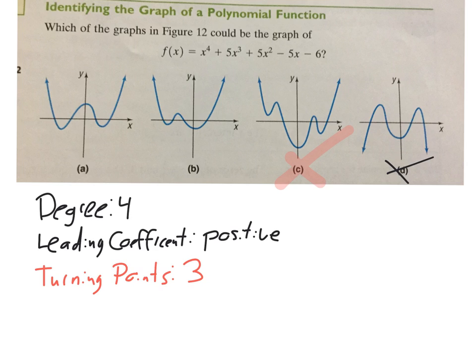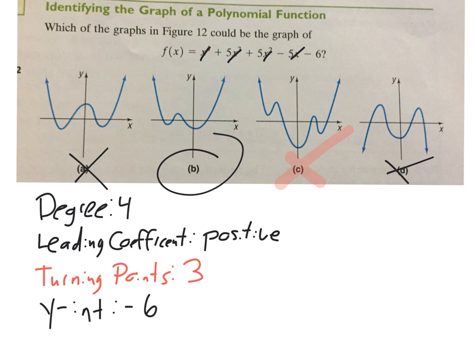And now, the next step is we're going to figure out the y-intercept, which is really easy, right? How do we find out what the y-intercept is? We plug in 0 for x. So if I plug in 0 here, here, here, and here, I'm left with negative 6. So it has to cross the y-axis at a negative spot. Look, right here it crosses on the positive y-axis. Here it's on the negative, so it can't be A. The only one it could be is B.